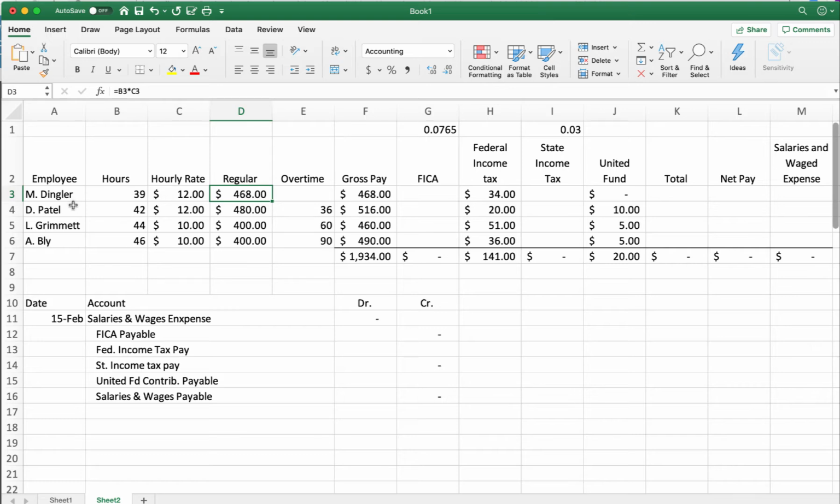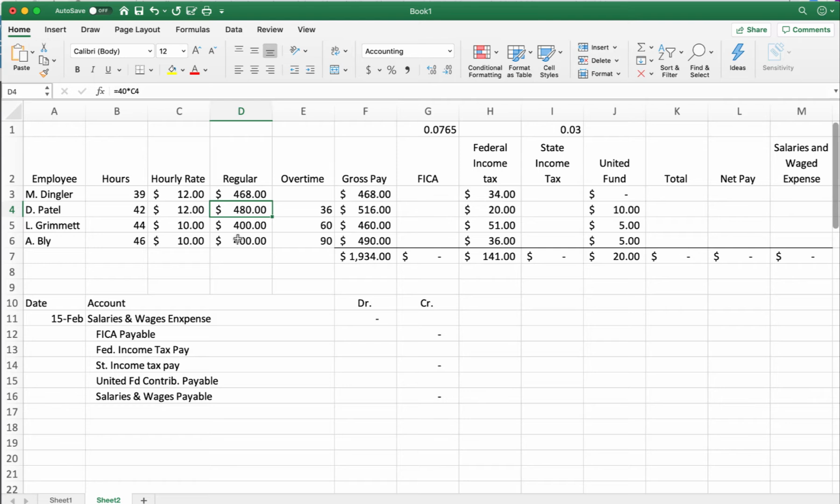So if we look at Dingler, she worked 39 hours. She gets $12 per hour, 40 hours and under, okay? So if you look at Patel, I had to break Patel down, right? I have regular and I have overtime. So Patel's regular hours were 40 times the $12.